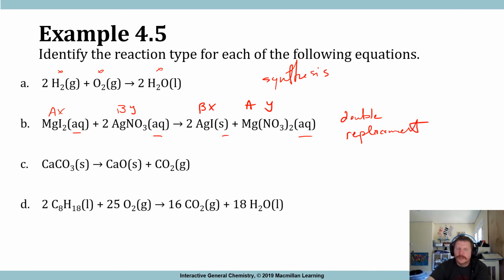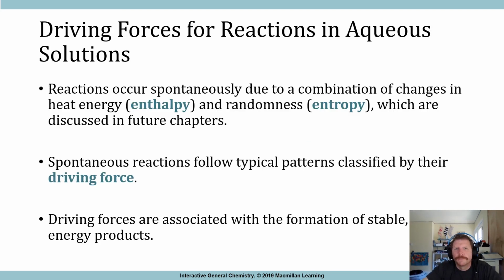Then we're going from one thing to two things, so this is a decomposition. And then the last one, I'm just going to pick out CO2 and H2O as my products, and I'm going to hedge my bets that that's a combustion reaction. And it is. We've got a hydrocarbon reacting with O2 to produce CO2 and H2O.